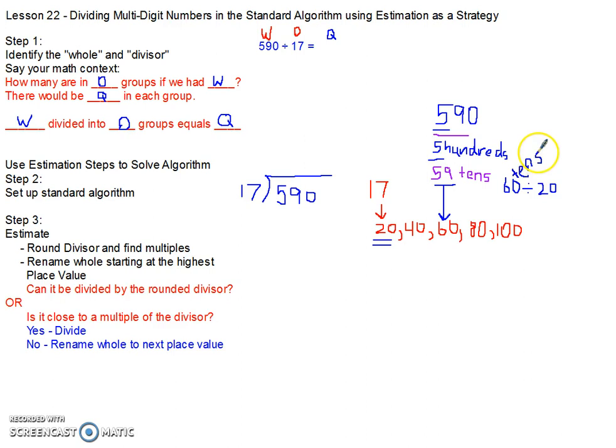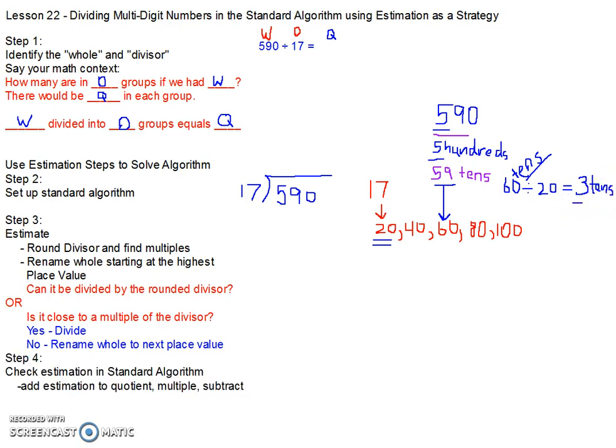So I would ask myself, what is 60 divided by 20? How many times can 20 go into 60? And that answer is 3. But remember, it's not 3, it's 3 tens. So now I move on to my next step.